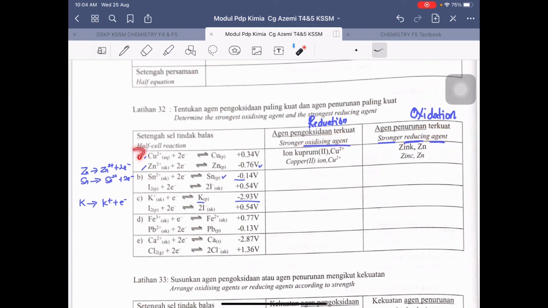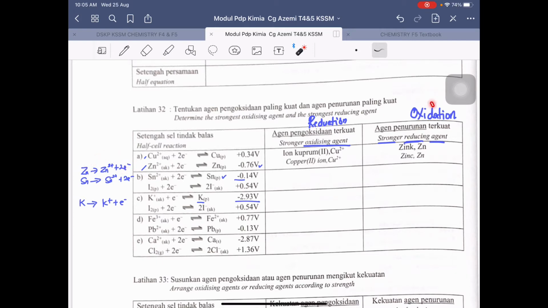Okay, let me explain the A first. Why zinc? Kenapa zinc yang reducing agent? You see the equation bah? Bukan dia kah yang mengalami oxidation? Dia yang mengalami oxidation bah? Sebab dia yang derma elektron.